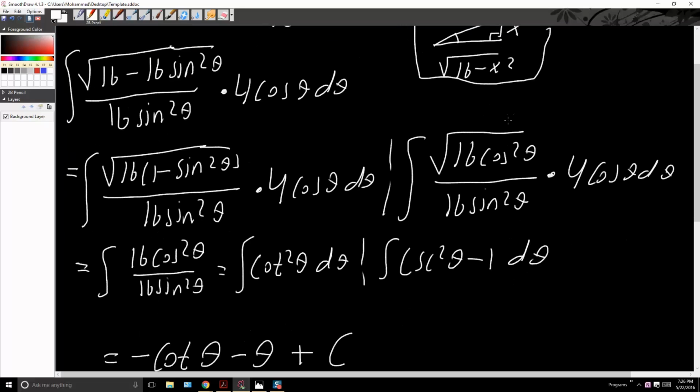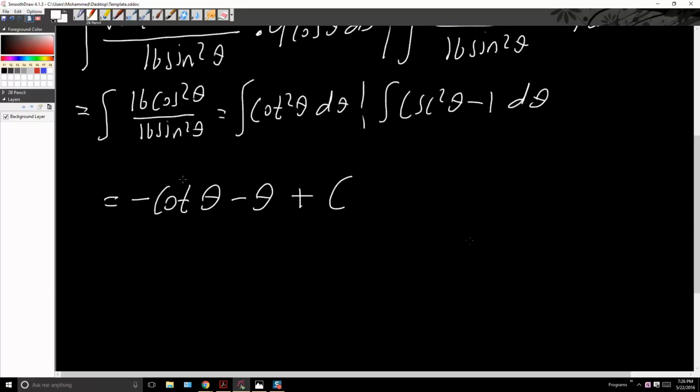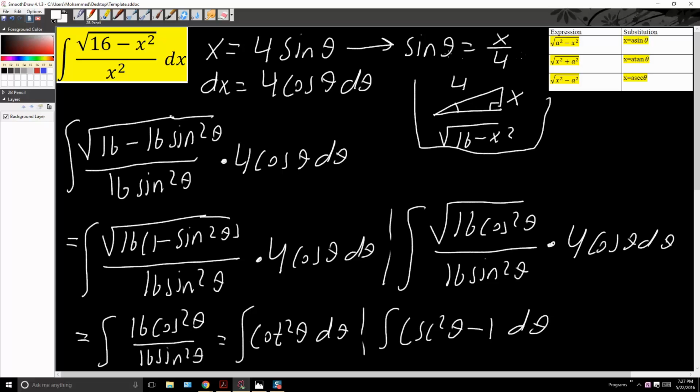So when we plug that in, we will get negative parentheses the square root of 16 minus x squared divided by x minus, now what's theta? Let me scroll up a little bit again. Theta, we can get theta by this. So we take arc sine to eliminate sine. We do arc sine. So we'll get theta equals arc sine of x divided by 4.